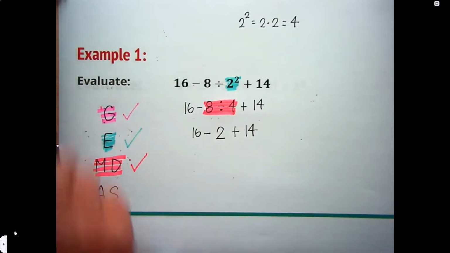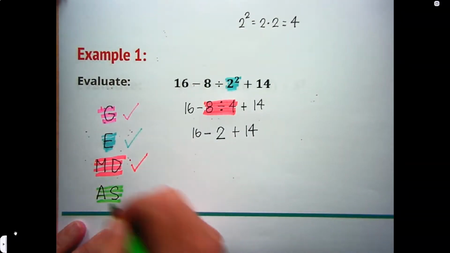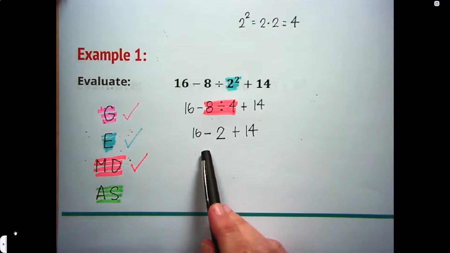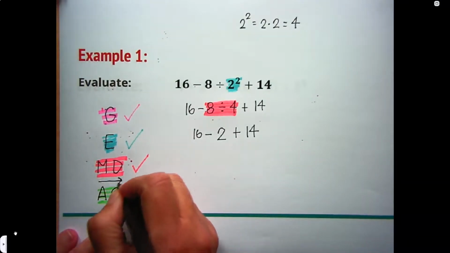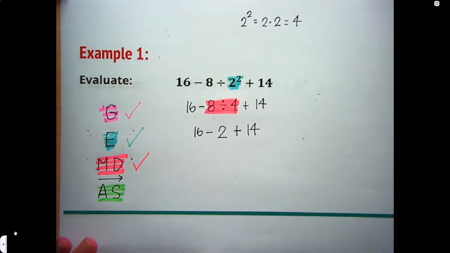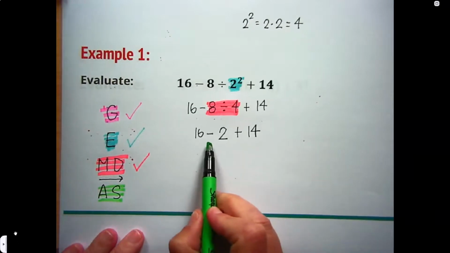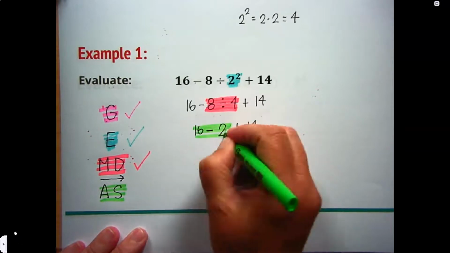So now we're down to that very last level, and that last level tells me that I'm going to be doing my adding and subtracting. You'll notice in this problem that we have both: subtraction and adding. Now what we're going to do is work left to right. Remember, one's not more important than the other. Whoever got in line first, we're going to take care of first. When I look at my problem, I notice the subtraction comes first. So I'm going to do 16 minus 2 next.